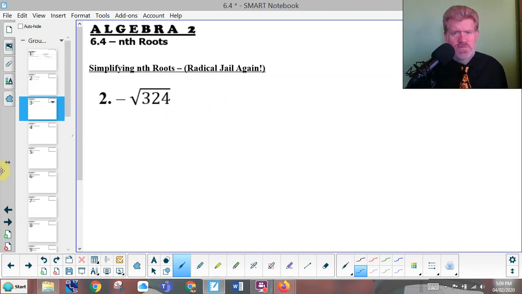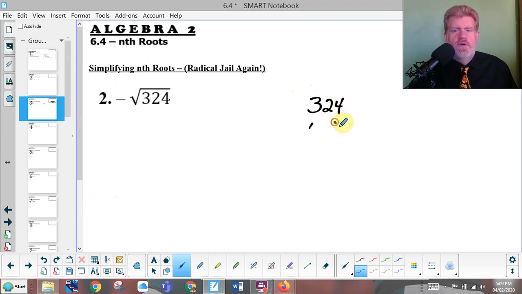I don't, off the top of my head. I know what it is now because I've already done it, but I couldn't think of it. So you know what I did? I broke it down. Now this negative is on the outside, so it affects nothing. It just stays on the outside when we're done. But let's take 324.